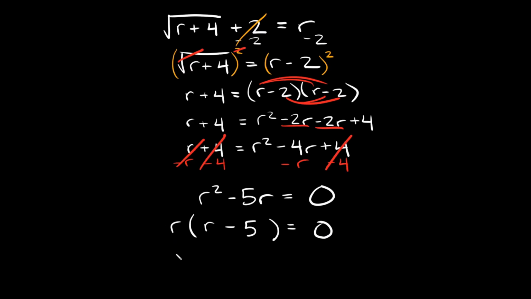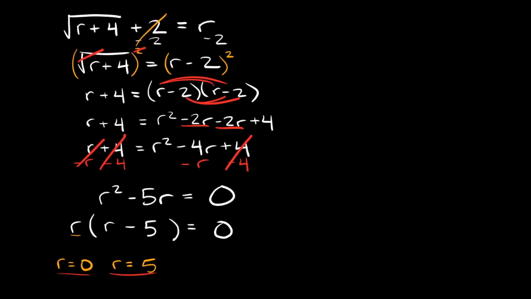Okay, now to solve for r over here, this r out here, r would have to be equal to 0, right? And for this r on the inside, r would have to be equal to positive 5. Okay, so then these are our two answers, right? r equals 0 and r is equal to 5. Now, it's important to always check your answers to see if they're right. And the way that you do that is by simply plugging it into the original equation, which was this one right here. Okay, so the square root of r plus 4 plus 2 is equal to r, right?